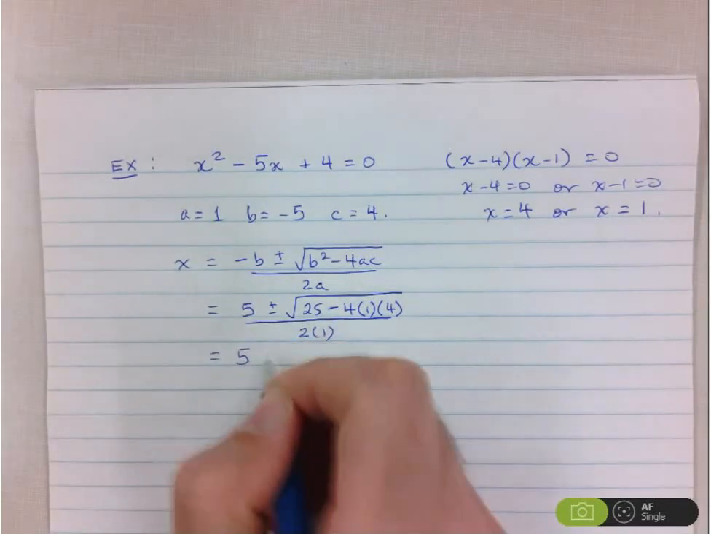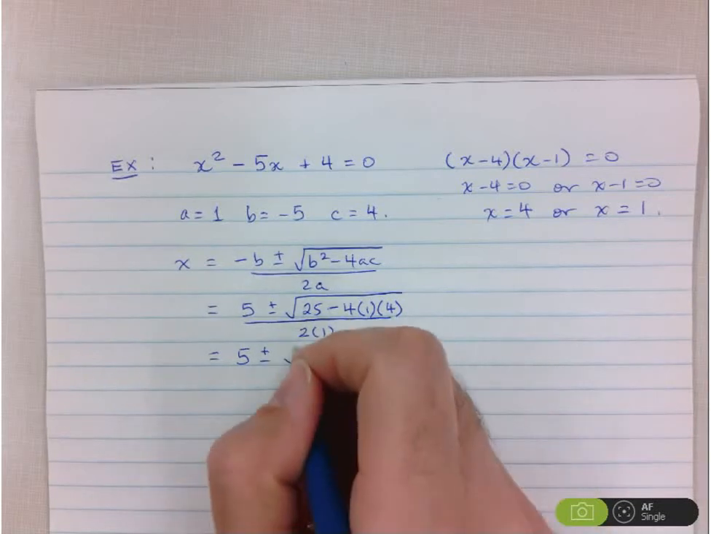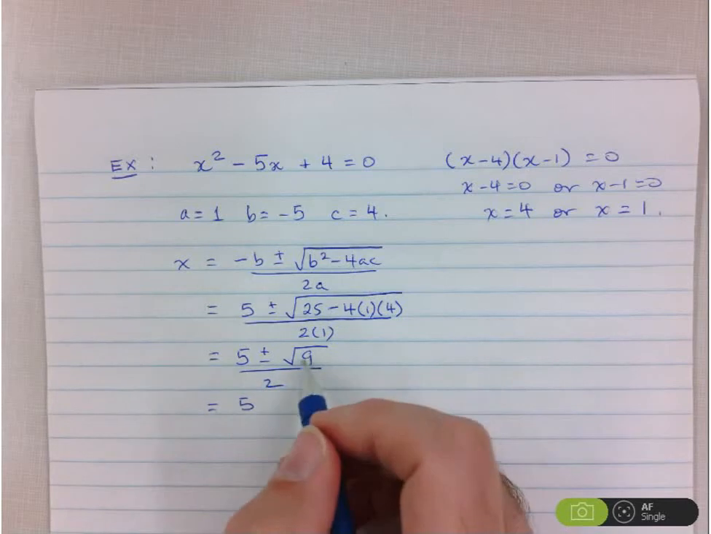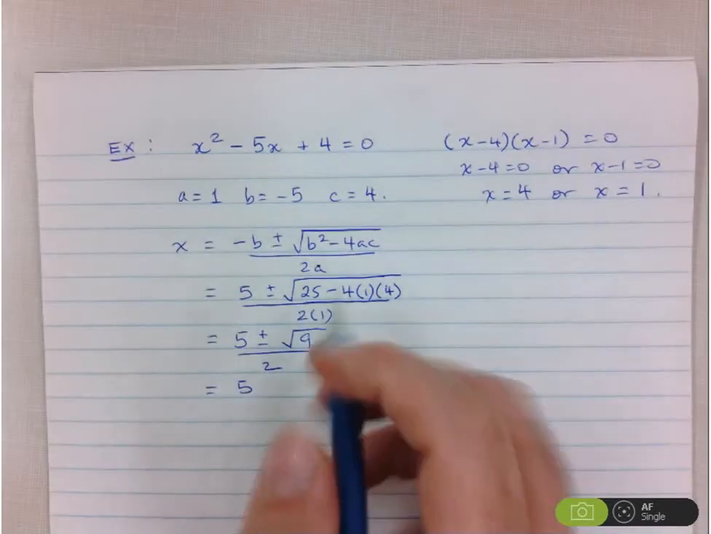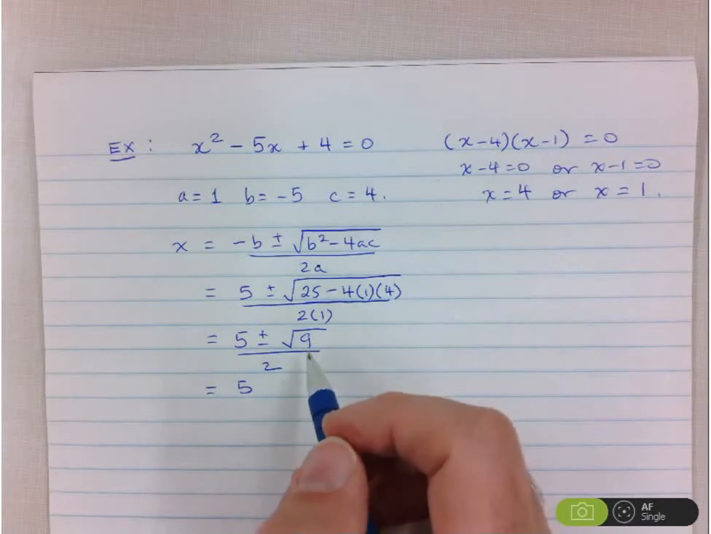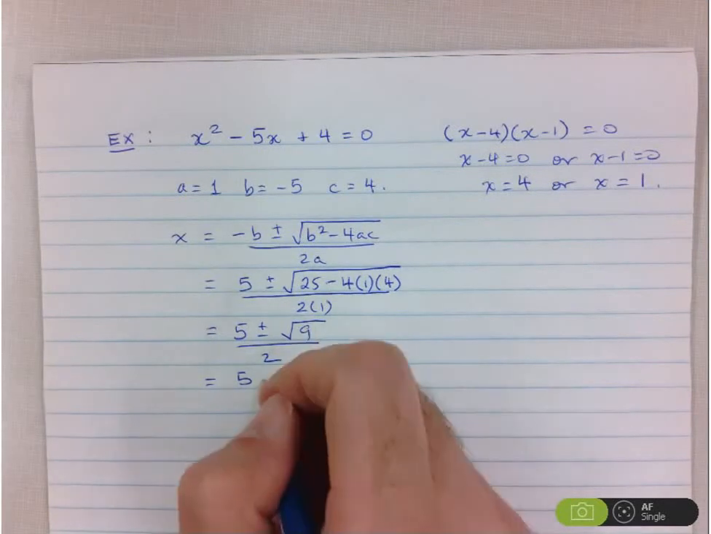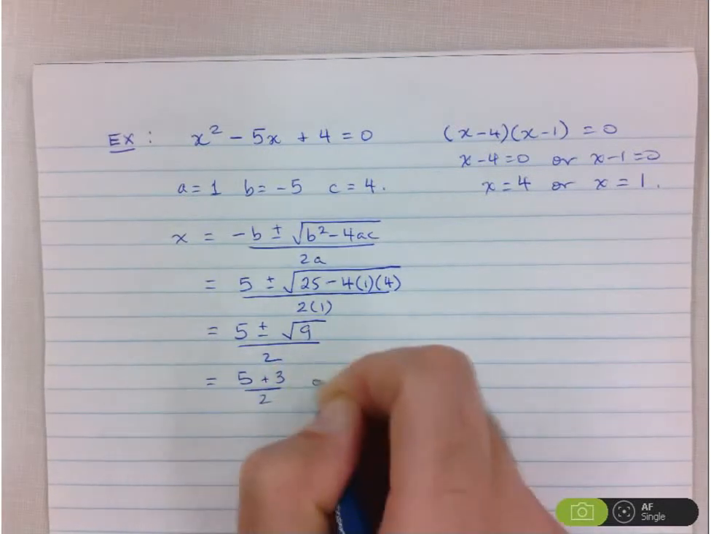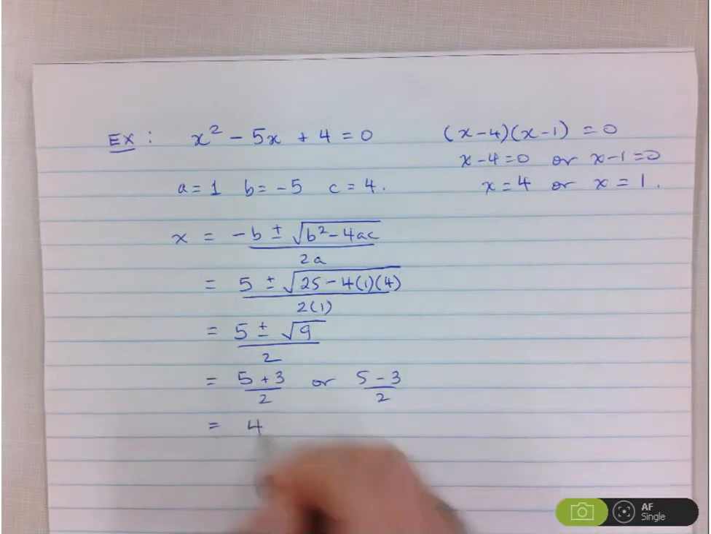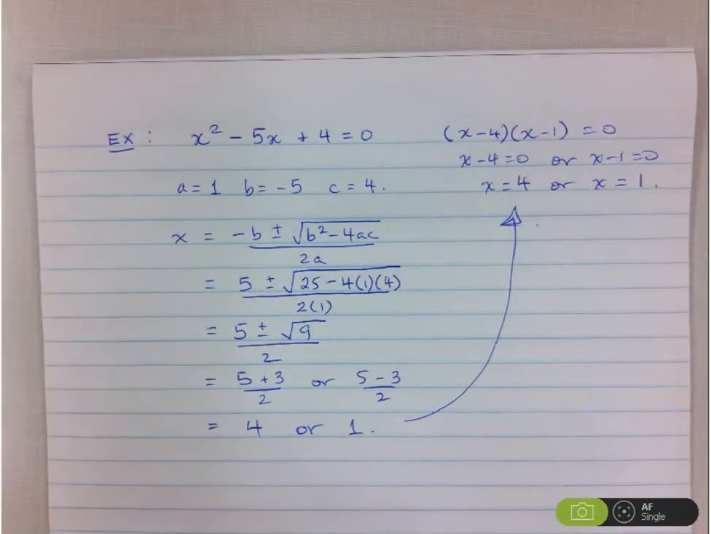So let's start simplifying. 5 plus or minus, and here we have 25 minus 16, that's just 9, over 2, and this happens to be a perfect square. If it's not, you would either leave it in the square root to get an exact answer, or if it was an application type question, you would estimate it with your calculator, usually a couple of decimal places. So here we have 5 plus 3 over 2, or 5 minus 3 over 2, and so that's 8 over 2, which is 4, and this is 2 over 2, which is 1. Exactly the answers we got before.